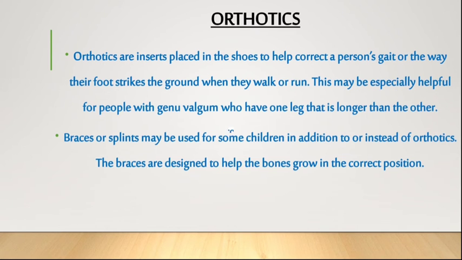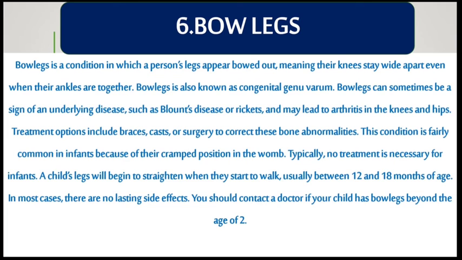Okay, class. So our next deformity is bow legs. Bow leg is basically a condition in which a person's legs appear bowed out, meaning their knees stay wide apart even when their ankles are together. Bow leg is also known as congenital genu varum.